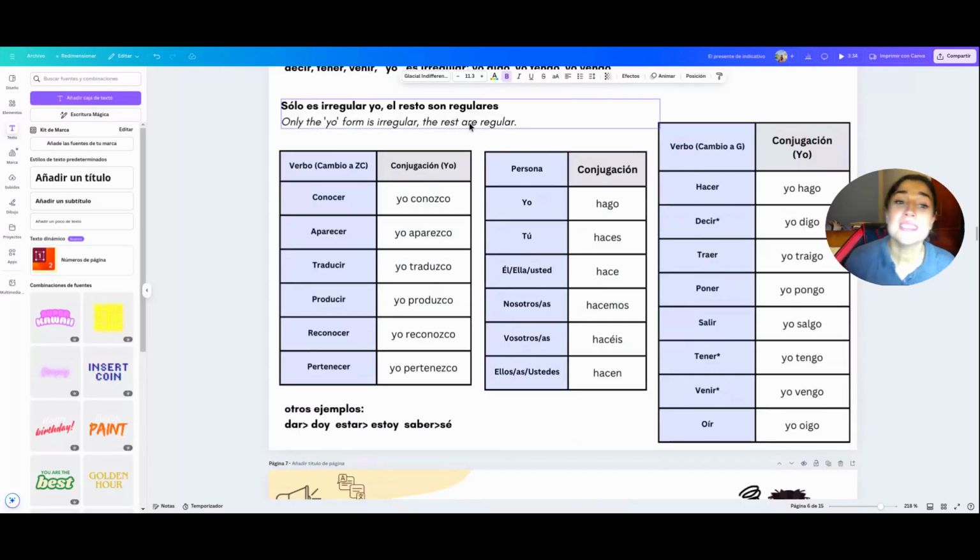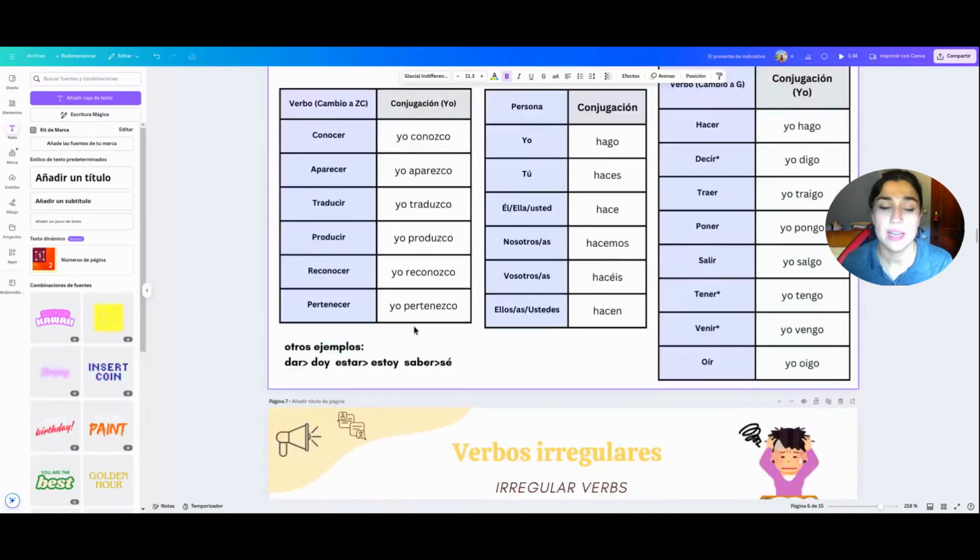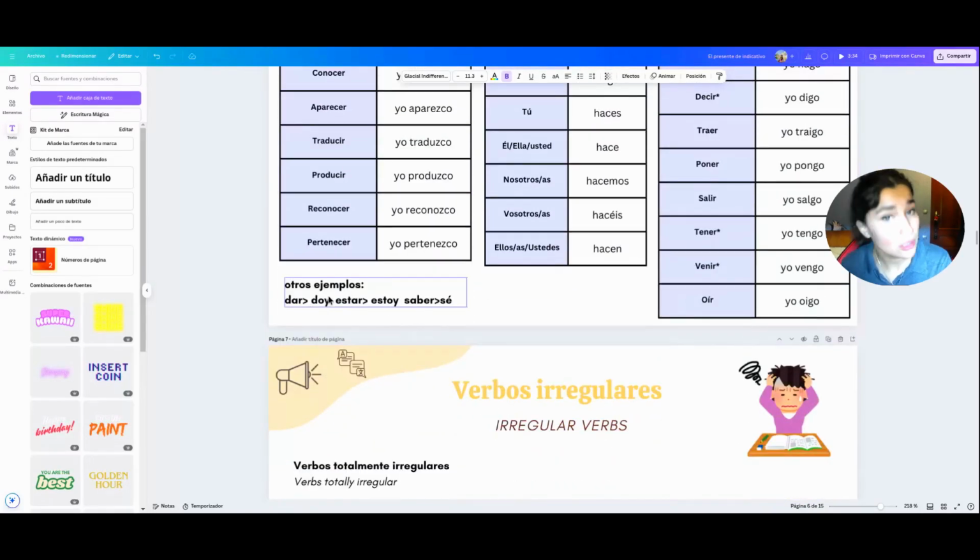Then we have the ones that change to ZC. It wouldn't be yo conoco, it's yo conozco. But again, the rest are regular. Tú conoces, él conoce, conocemos, conocéis, conocen. These are examples, but these verbs you don't need to learn, okay? Aparecer, to appear, traducir, to translate. You're not gonna use them for now, okay? So no need to learn them. Conocer, to know, yeah. So you have here other ones: dar, doy, to give, estar, estoy, saber.